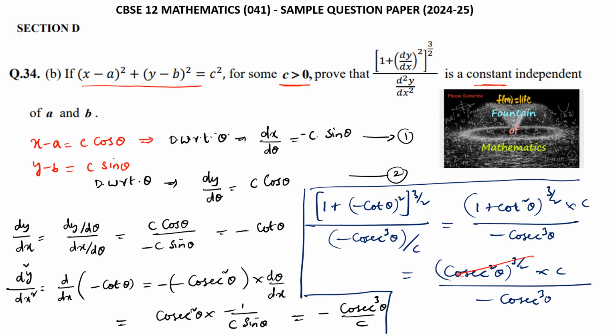So the numerator and denominator both get cancelled, which is equal to negative c, which is independent of the constants a and b. So we can go with an answer here. The simplification is the constant −c. Okay.